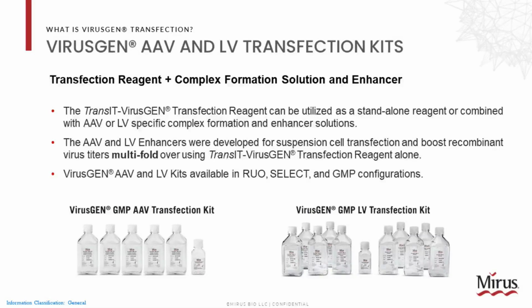Customers can use VirusGEN standalone in their viral vector manufacturing or combined with a complex formation solution and enhancer specific to the virus that they're making, be that AAV or lentivirus. These enhancers are likewise available in RUO or GMP configurations, fully chemically defined and animal origin free.